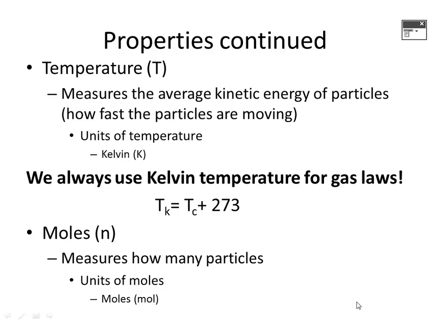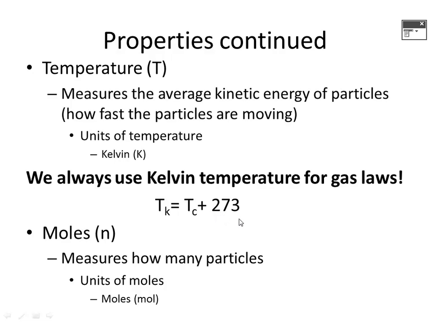The units of temperature that we are going to use are called Kelvin. We only use Kelvin temperature in gas laws. Always. What temperature do we use in gas laws? Kelvin. Good work. And the conversion factor is easy. All we have to do to calculate temperature Kelvin is take the temperature Celsius and add 273.